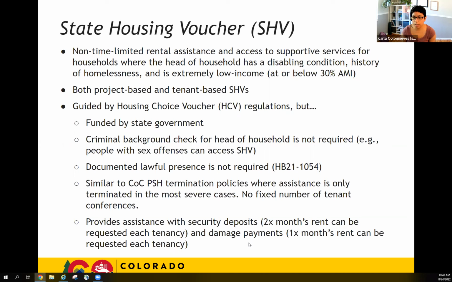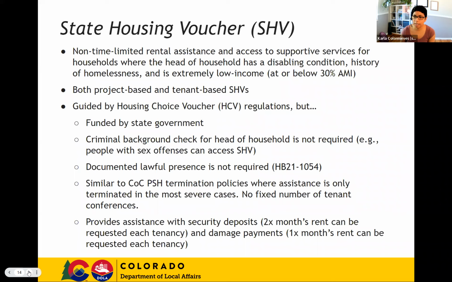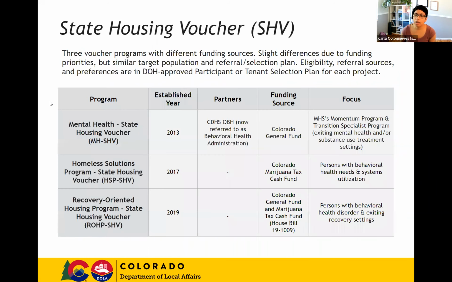The other key difference is that the SHV program will provide assistance with security deposits and damage payments. So with security deposits, up to 2 times the amount of 1 month's rent can be requested each tenancy. And then we'll also help with payments for tenant-caused damages to the unit, and up to one time the amount of 1 month's rent can be requested with each tenancy. Next slide, please. Thank you.